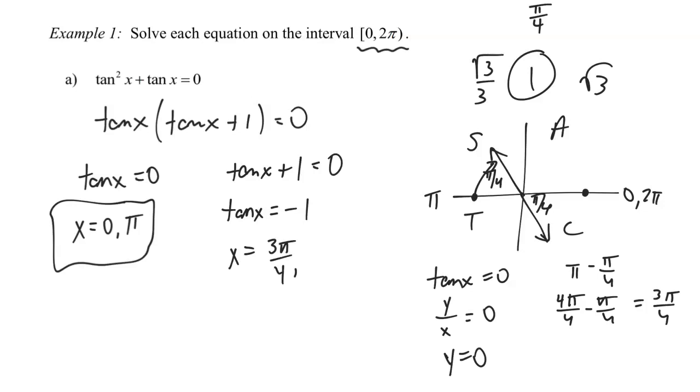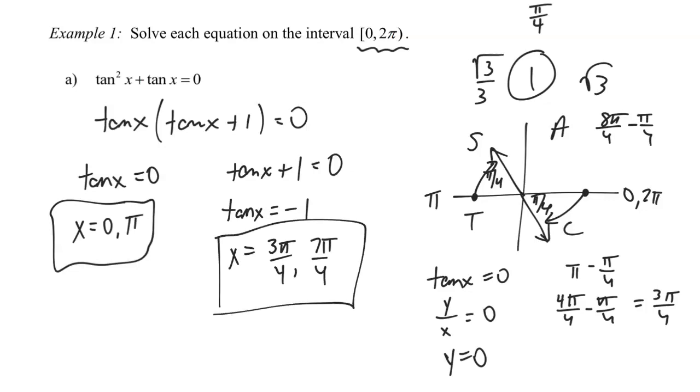The other one in quadrant 4 is going to go from 2 pi backwards a pi over 4, and so 2 pi would be like 8 pi over 4 minus 1 pi over 4, which would give me 7 pi divided by 4. And so I have 3 solutions to this equation: 0, pi, 3 pi over 4, and 7 pi over 4.